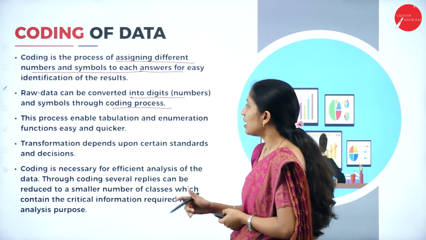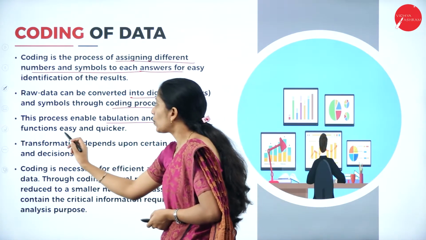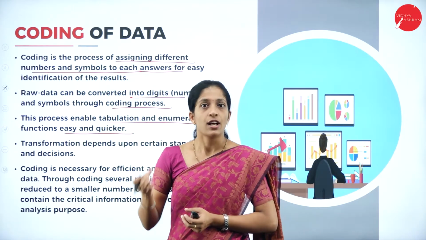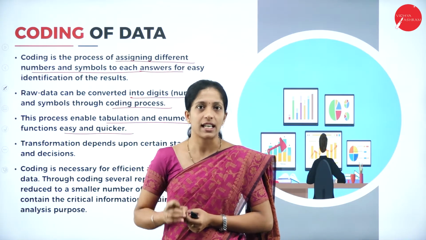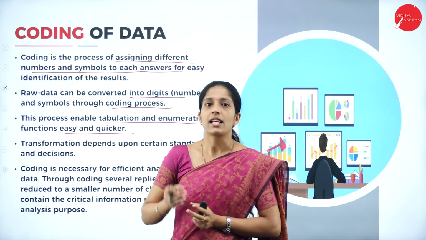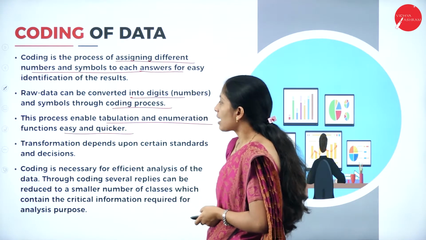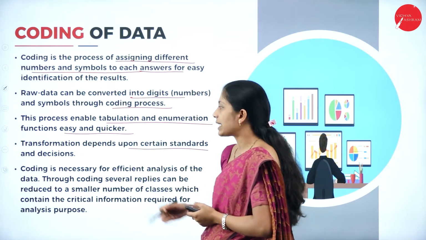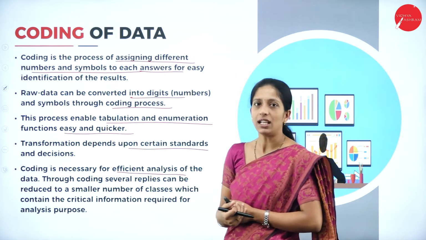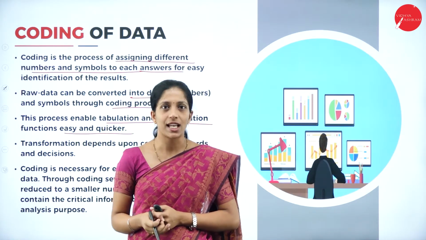This process makes tabulation as well as enumeration functions easy and quicker. Now, what is the main intention of coding of data? In order to make our research work very easy. When we assign codes to a particular answer, the analysis of data takes place very easily, so that we can interpret the data very easily and quickly. Transformation depends upon certain standards as well as decisions. Coding is necessary for the efficient analysis of the data. So in order to make the data analysis very easy, coding is very essential.